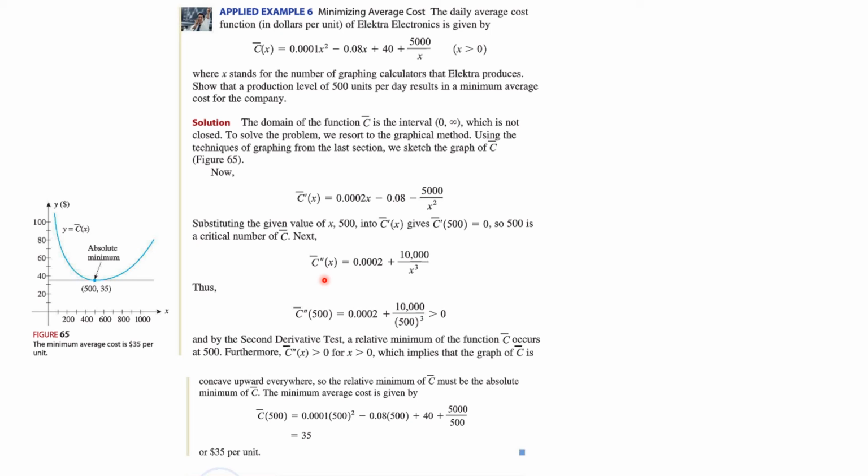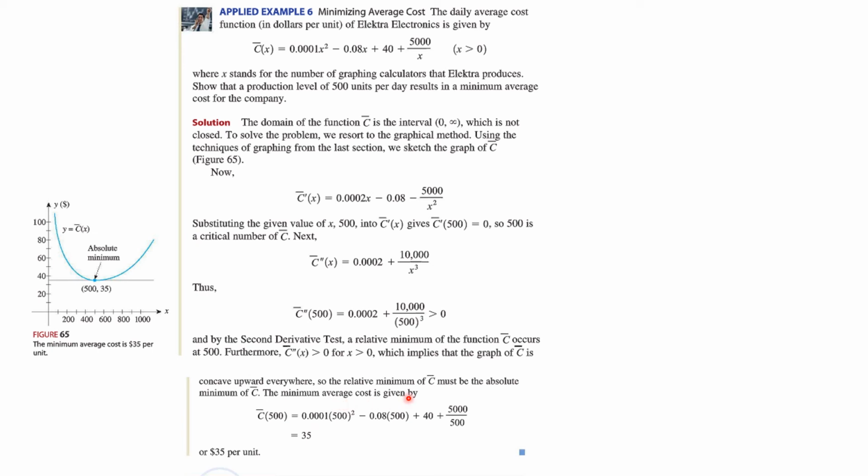And now we're going to use the second derivative test, which we've studied in a previous lecture. The second derivative is equal to this, and if we substitute this value in, we find that the second derivative is greater than 0. The second derivative greater than 0 means we're concave up. That means that this is a minimum because it's concave upward everywhere. And if you take that derivative, you can see that it's greater than 0 everywhere, and so that means that's a minimum.